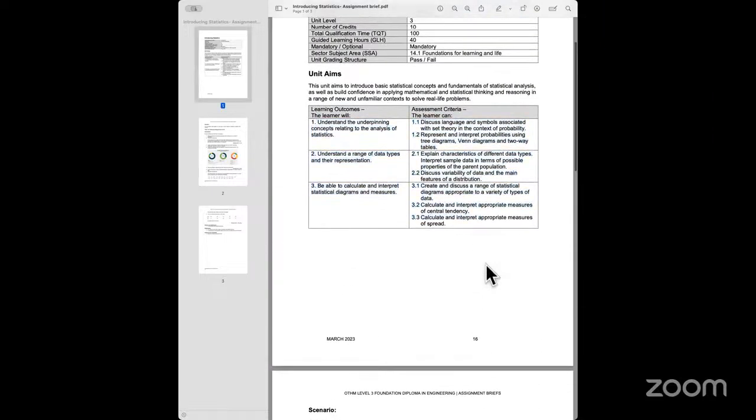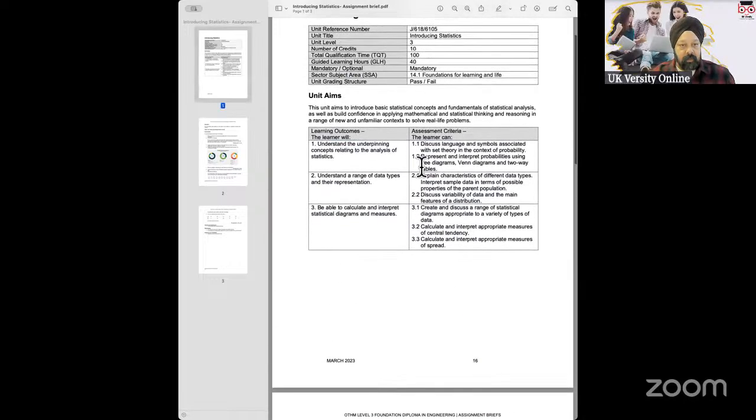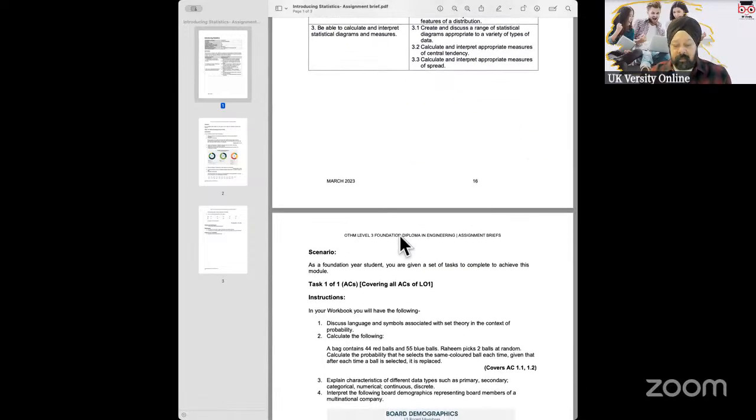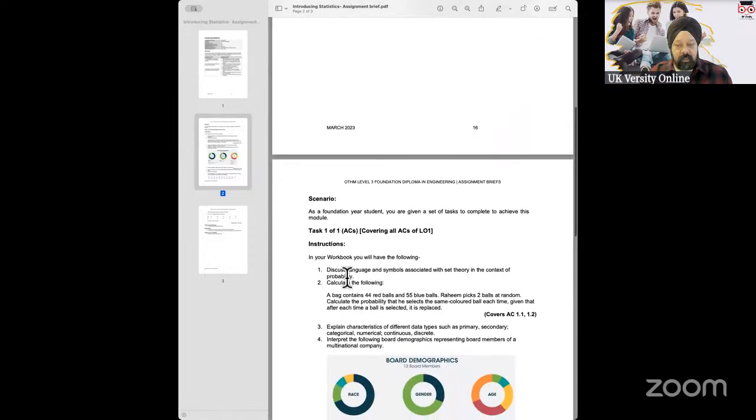Now, generally speaking, the part which you picked up, which is 1.1 and 1.2, is actually covered here. Essentially, what we want to be able to do is have some understanding of how we calculate probability, look at the formula of probability, and then we should be able to address some of the tasks and questions. There is a bit which talks about discussing language and symbols associated with set theory, which is primarily a theoretical framework.